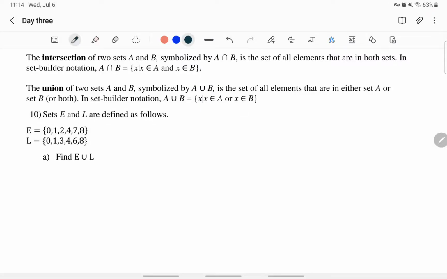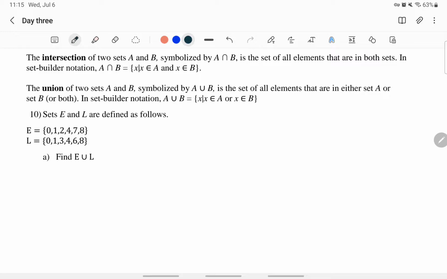All right, guys. In this video, we're going to explore two more set operations. And these set operations are very important, especially when it comes to studying set operations using Venn diagrams. The first one we have is the intersection. The intersection of two sets A and B is symbolized by A intersecting B, and that is a set of all elements that are in both sets.